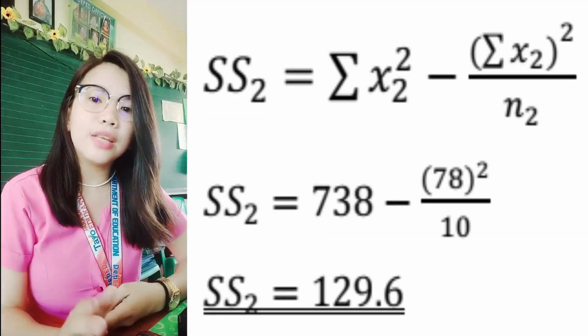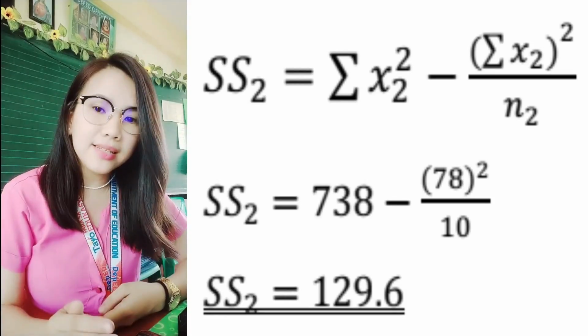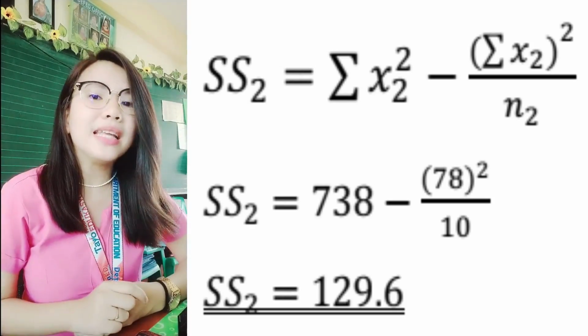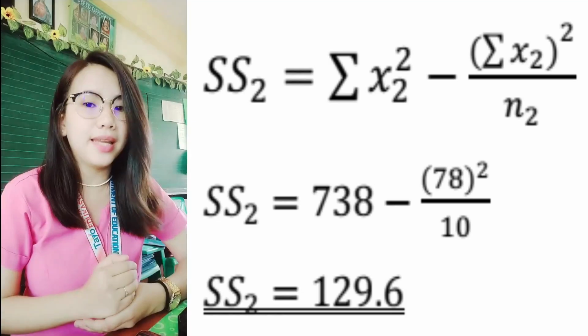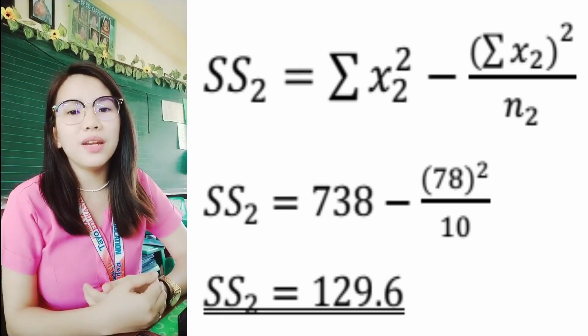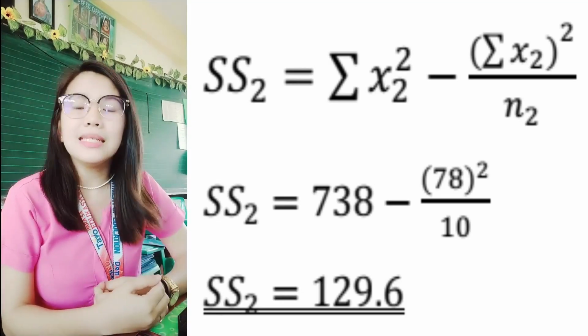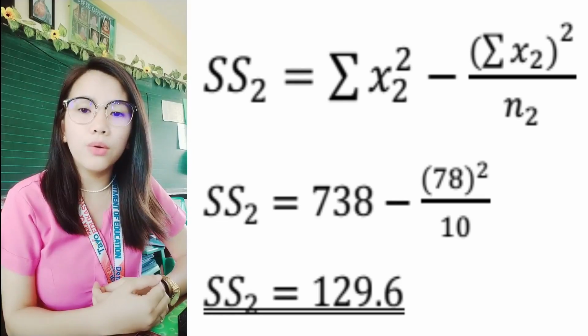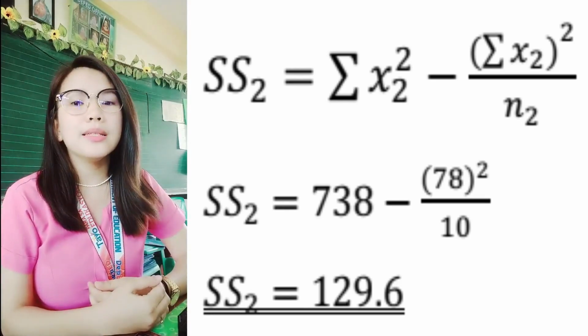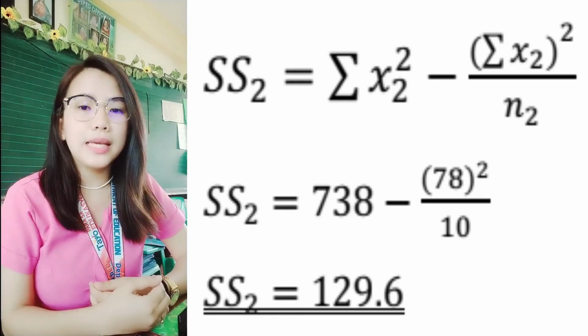Let us now proceed to solving the SS sub 2 or the sum of square ng ating group 2. The same, we find yung solution ng ating fourth column minus square nung ating third column divided by the n. We substitute 738 minus 78 squared all over 10. So our sum of squares sub 2 is 129.6. So we finally have our value.